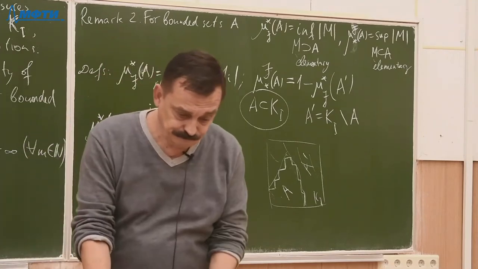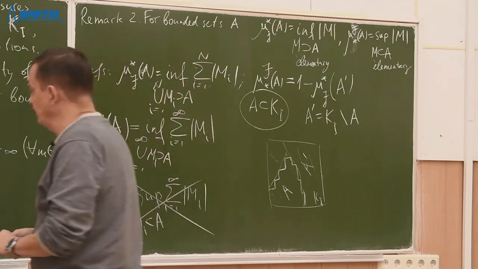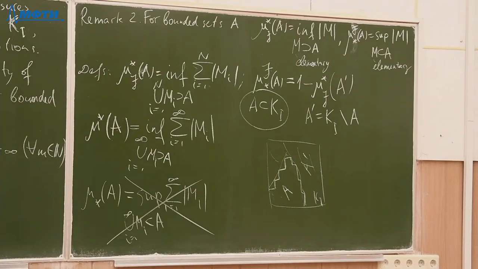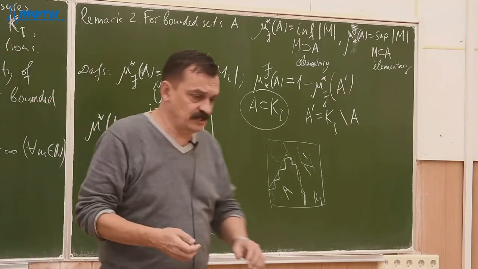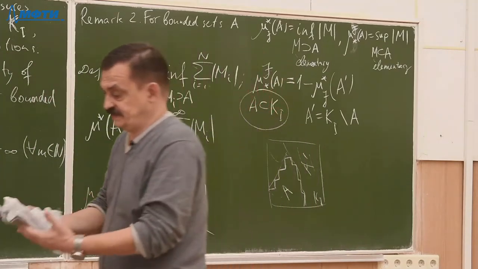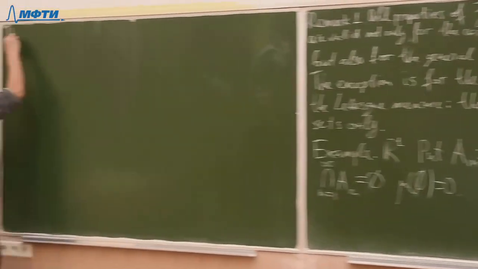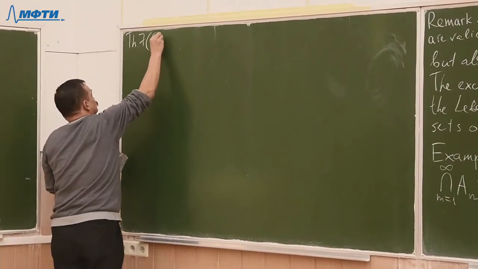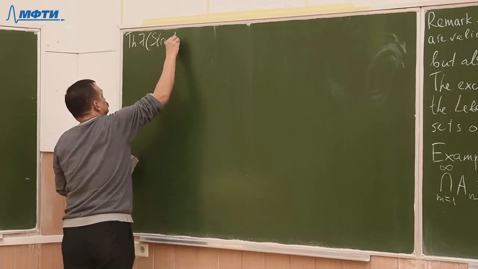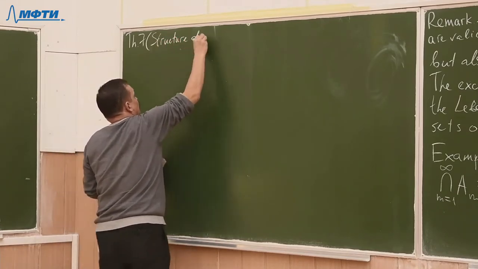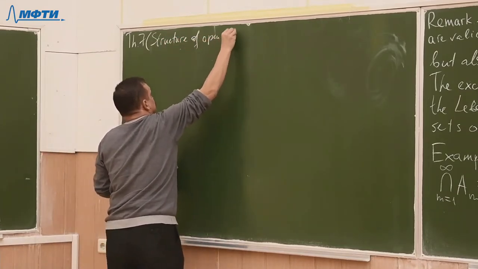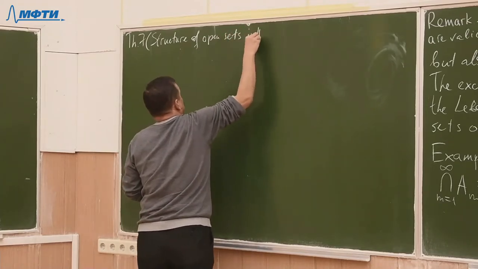Now, we'll consider in more detail the structure of open sets. So, Theorem 7 of our section: Structure of open sets in Rn.